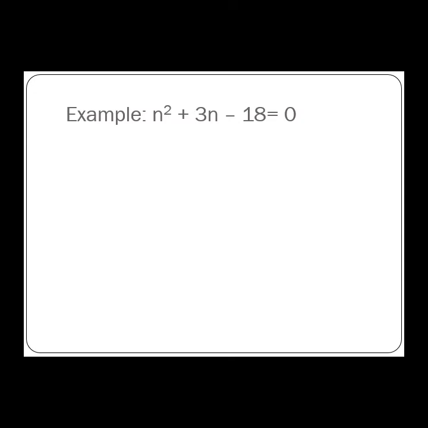Again, we're going to walk through our 4 steps. Set it equal to 0, done. Factor it, that isn't done for us, so we're going to have to do that. The 18 is negative, so that tells me we have to have one of each, one positive and one negative. The 3 is positive, which means the bigger number is going to go here. The factors of 18 are 1 and 18, 2 and 9, 3 and 6, and 3 and 6 are going to be the pair. When we do 6n minus 3n, we get 3n. So that's the pair we were looking for.